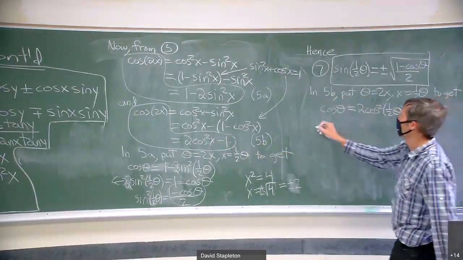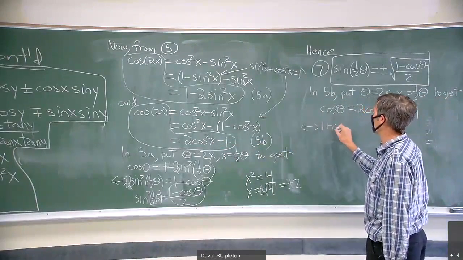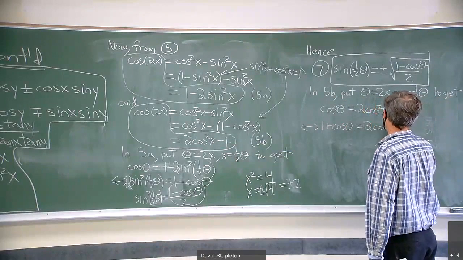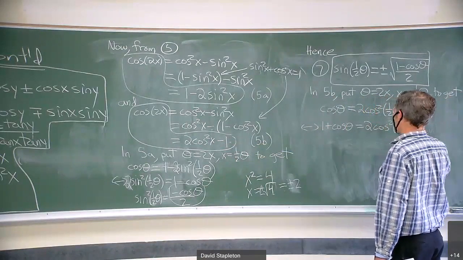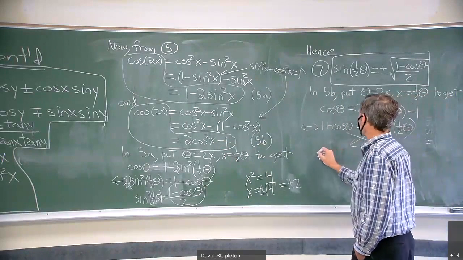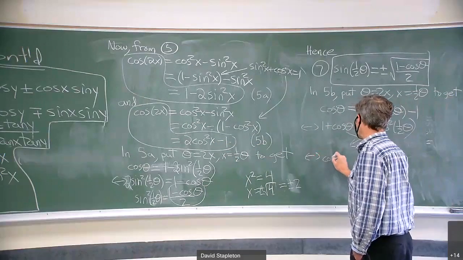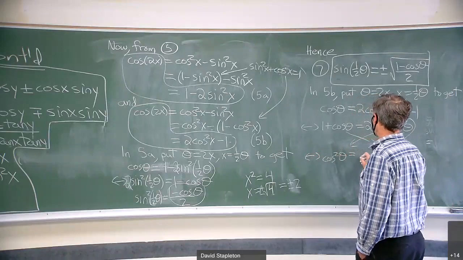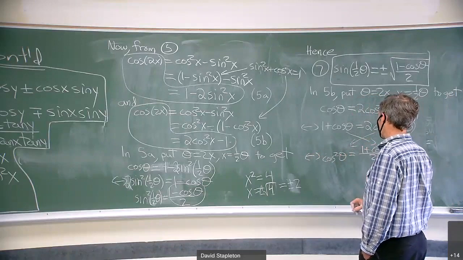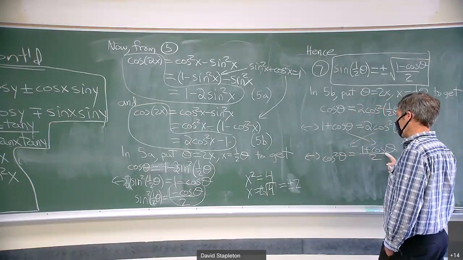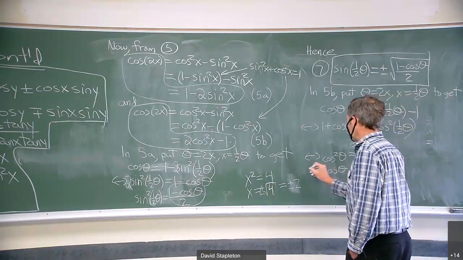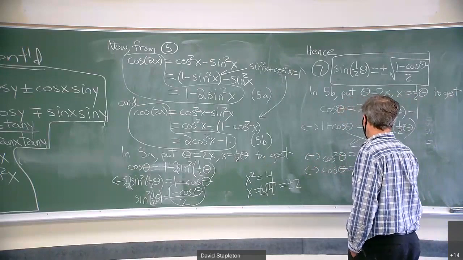Now I'll add 1 over. I'll make the equivalent equation 1 plus cosine theta equals 2 cosine squared 1/2 theta. I can divide by 2 and switch sides. So I'll switch sides and divide by 2 and get cosine squared 1/2 theta is 1 plus cosine theta over 2. And now if cosine squared is this, then cosine is plus or minus the square root.